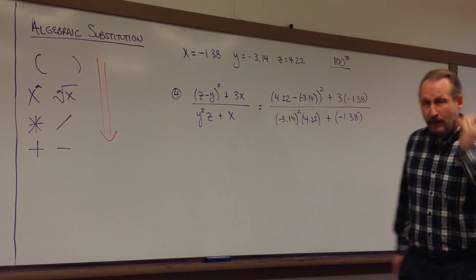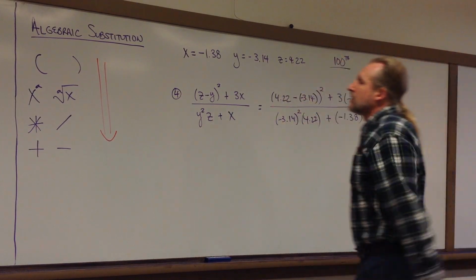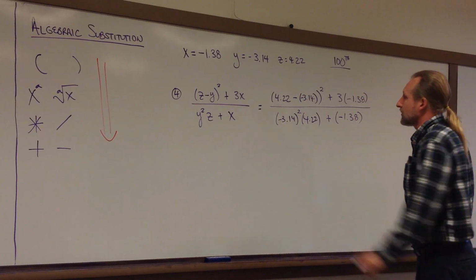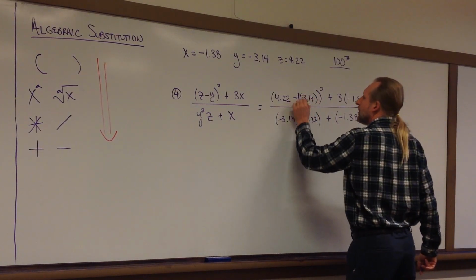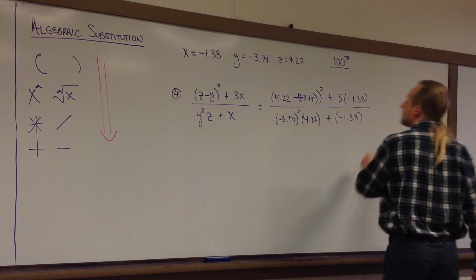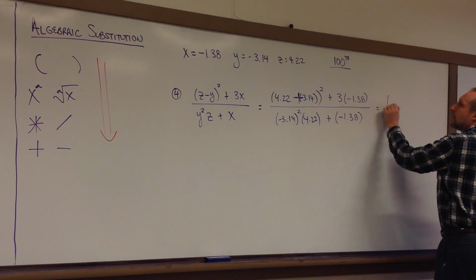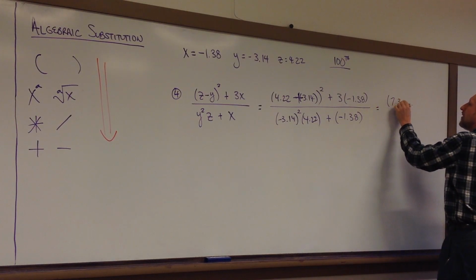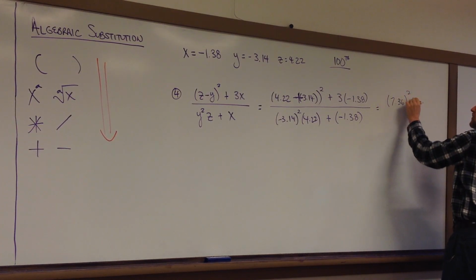Okay, so let's follow the order of operations, right? We want to work in the parentheses first. This minus and minus make a plus. So that's going to end up, let's see, I'll put it over here. What is it? That's 7.36 again. That's going to get squared.